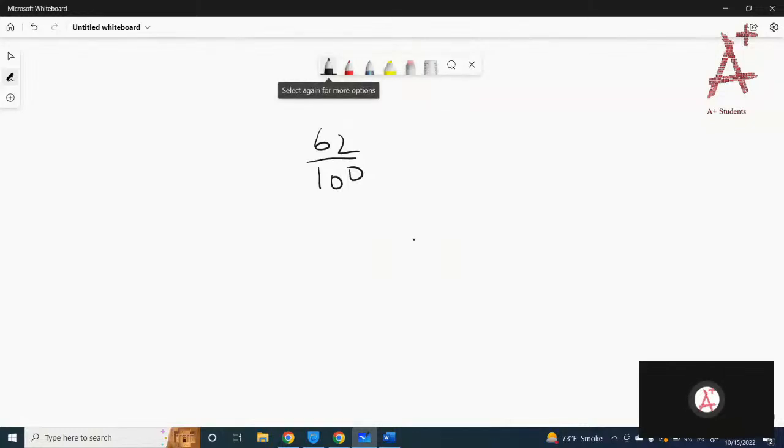Okay, so you have to write the answer in the simplest form. So let's divide them by a number. The smallest number that can divide both numbers is 2. 2 times 31 is 62, and 100 divided by 2 is 50. So the simplest form is 31 over 50. Got it?